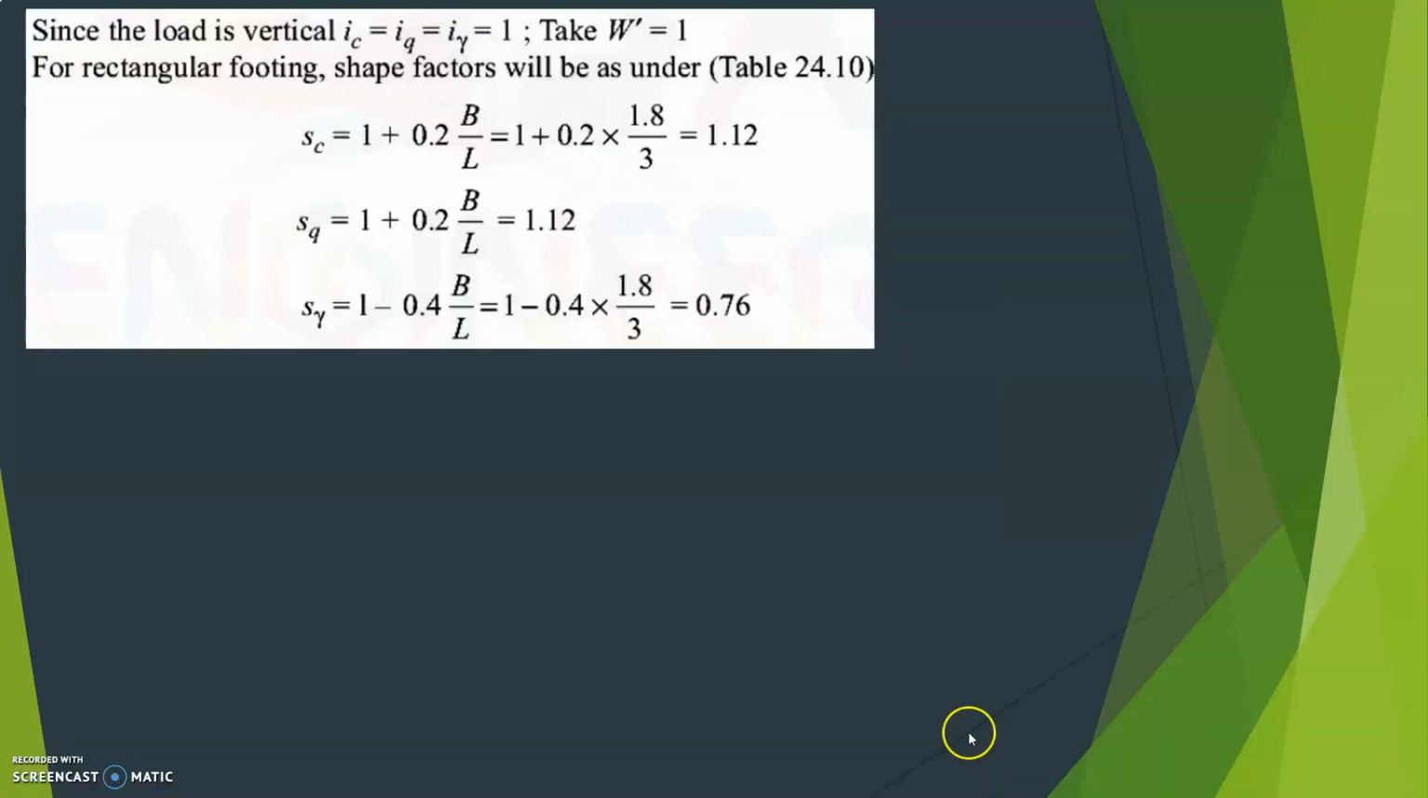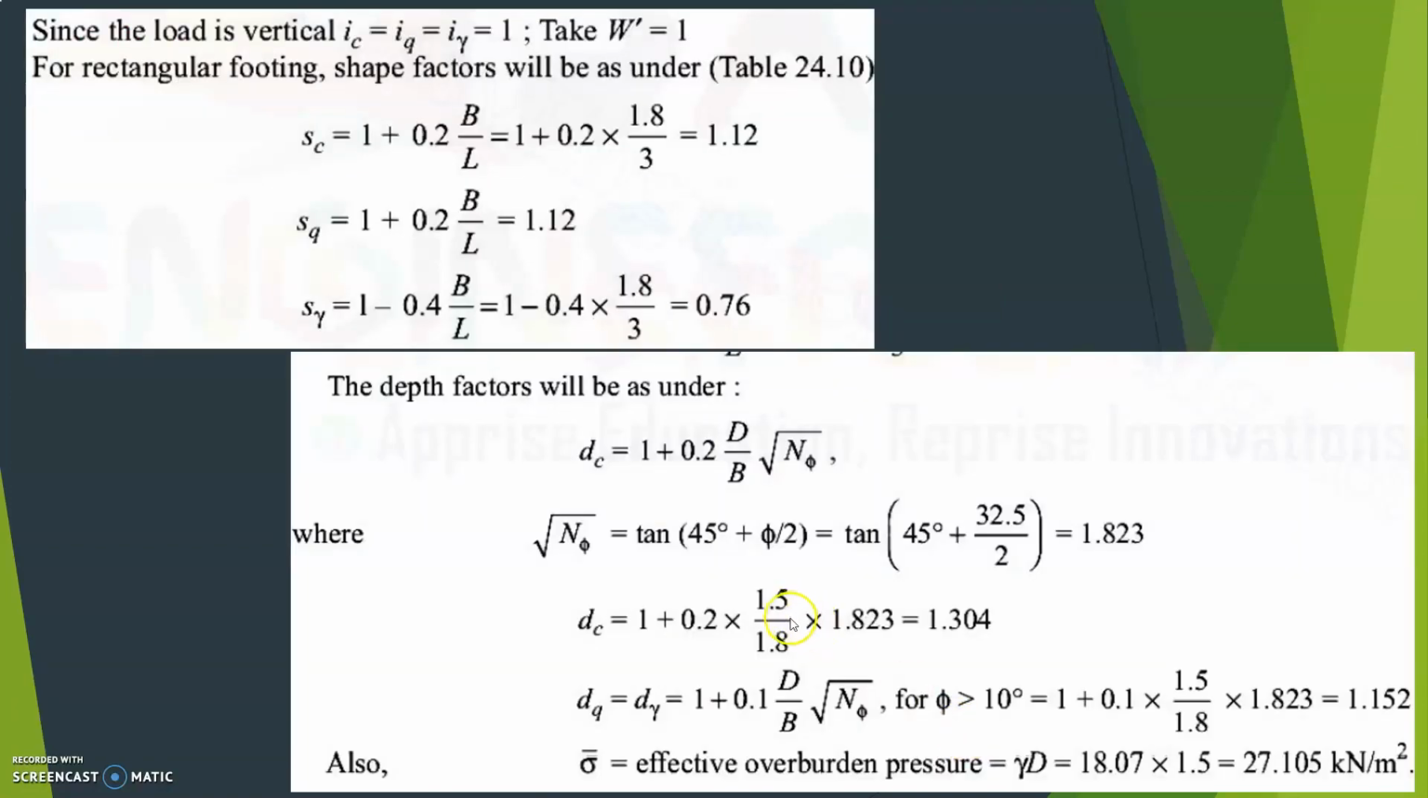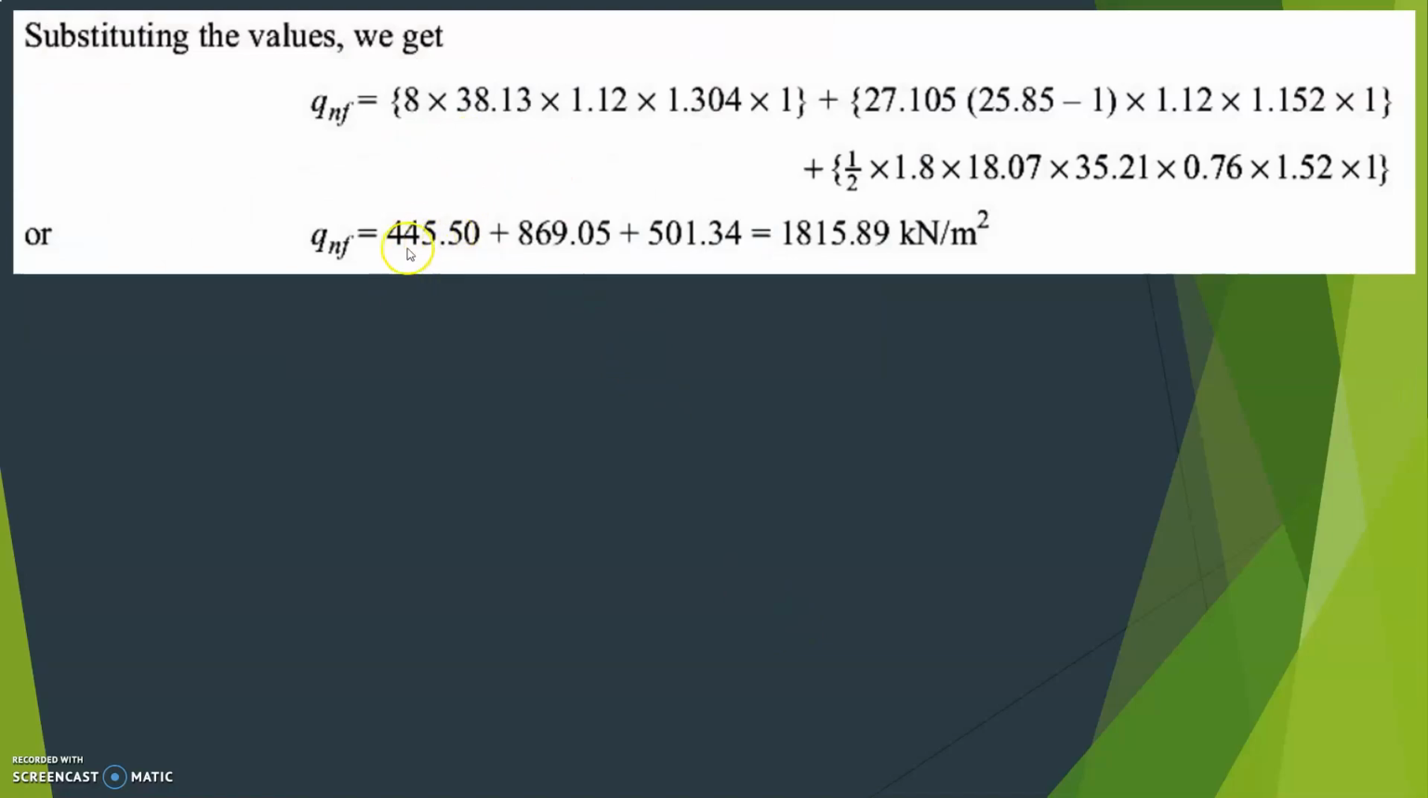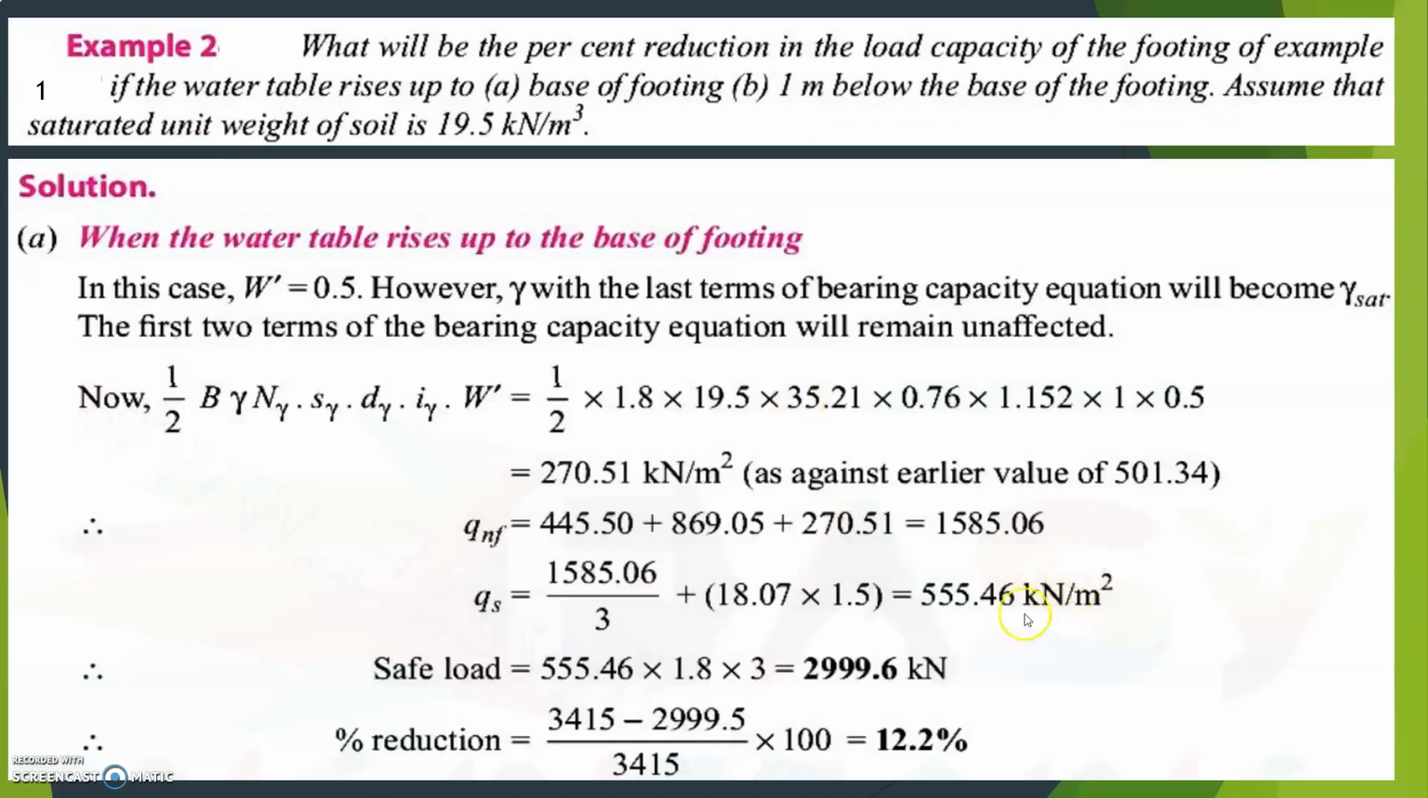This is the formula. So when we substitute, we get the answer. First term 445.5, second term 869.05, third term was 501.34, but now it is changed to the third value, that is 270.51. So the first two values remain unchanged. Write the same values: 445.50 plus 869.05 plus 270.51.